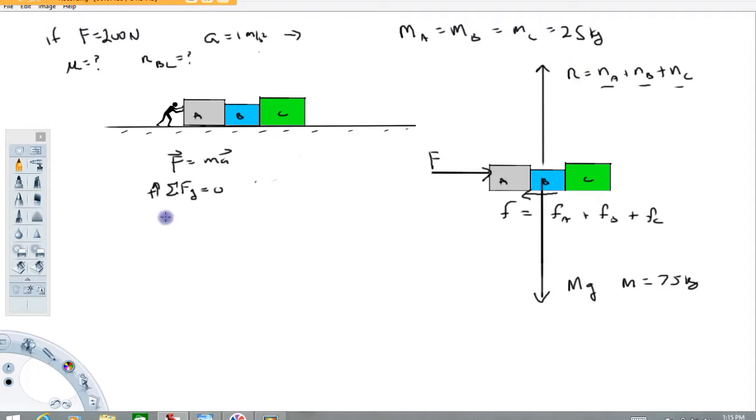We've got the normal up, the mg down, and again that force vector is down, so minus, and then equals 0. So our normal force, this one right here, I have now calculated to be equal to mg. That's going to be 75 kilograms times 9.8 meters per second per second. Let me go ahead and take a moment and get a value out of that. I get 735 newtons.